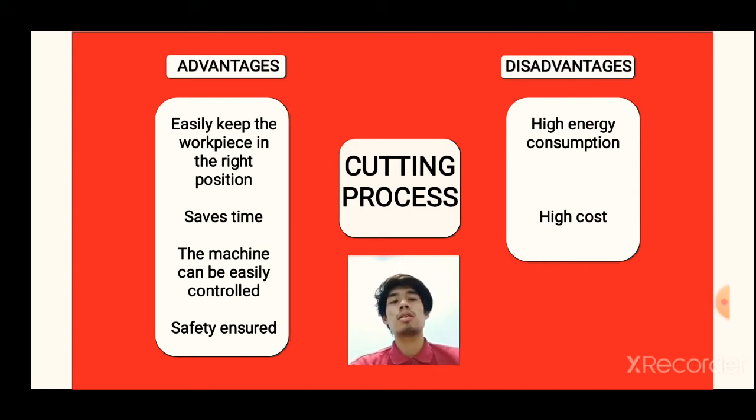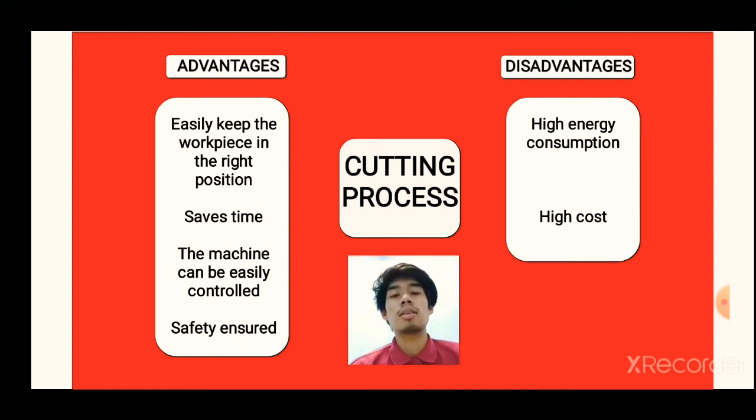The first advantage that we can acquire from the process is that our workpiece can be easily kept in the right position. The material that we use will be cut into sheets with the shape that we want and also with precise and correct measurements. Next, it saves our time. With a laser cutting machine, the whole cutting process is easily achieved in less time compared to the traditional method, which is using scissors.